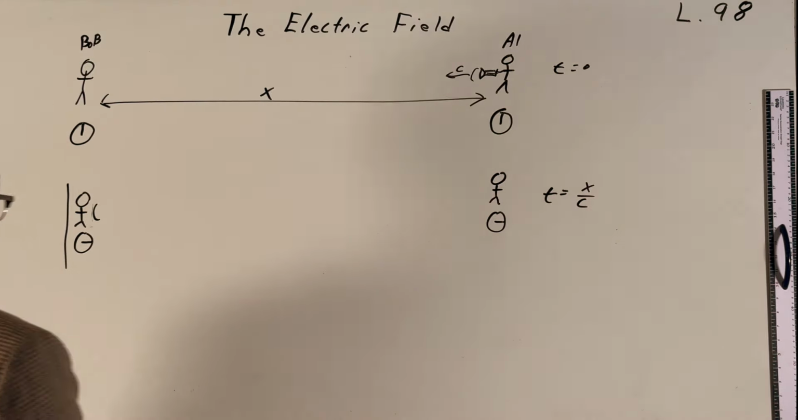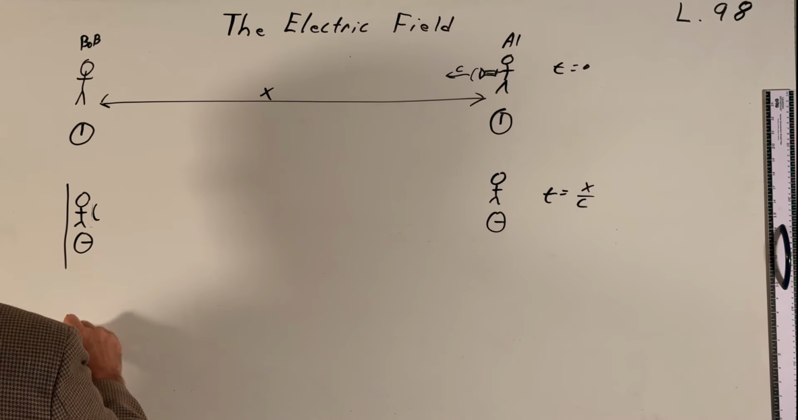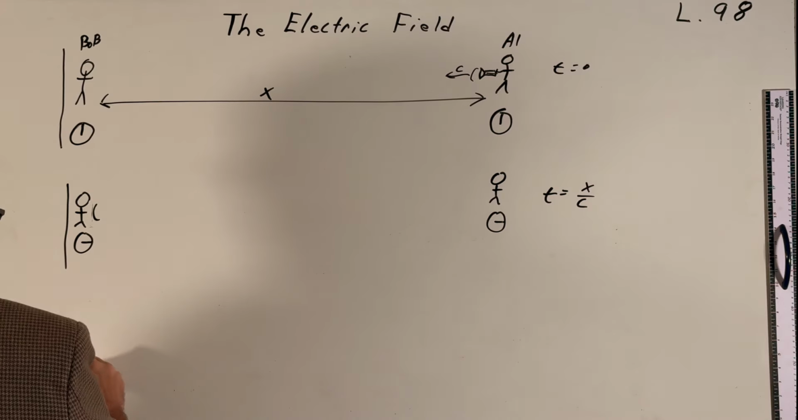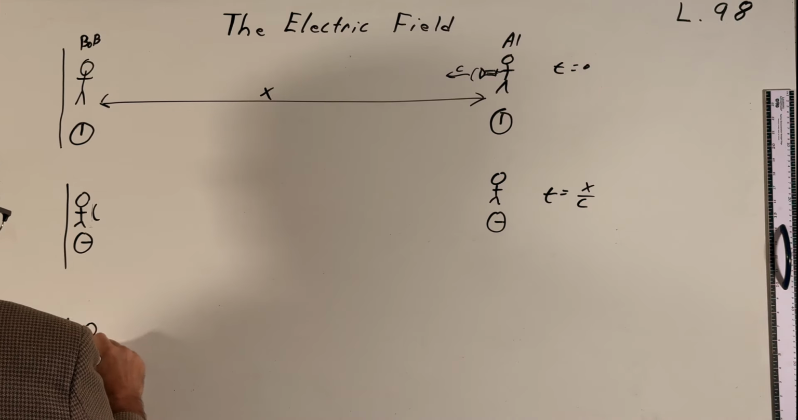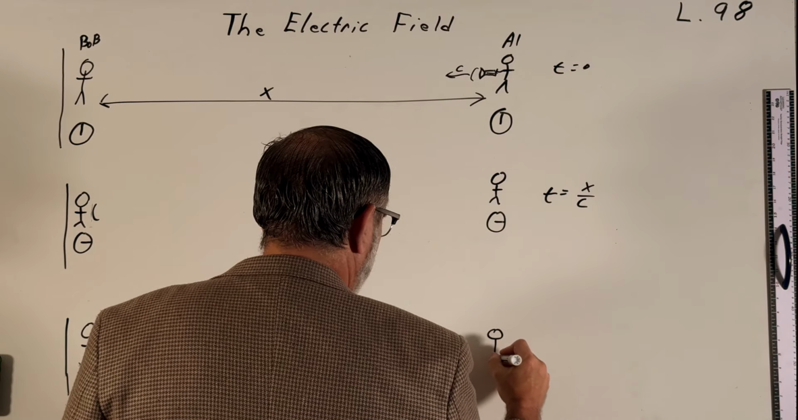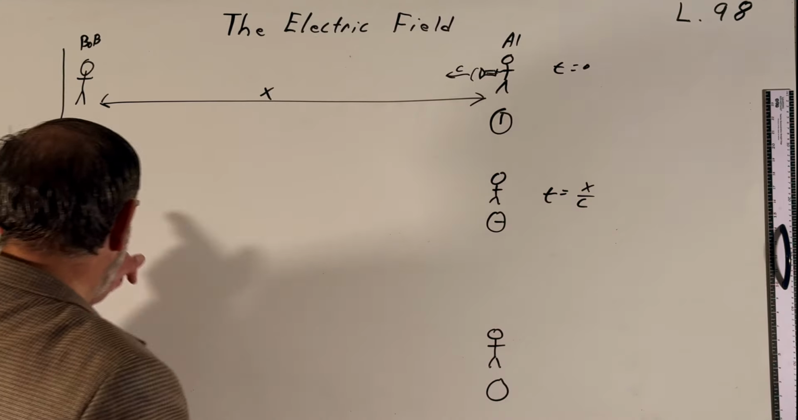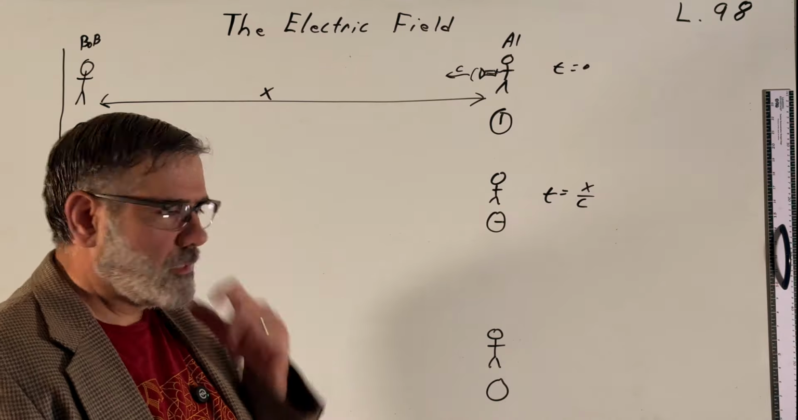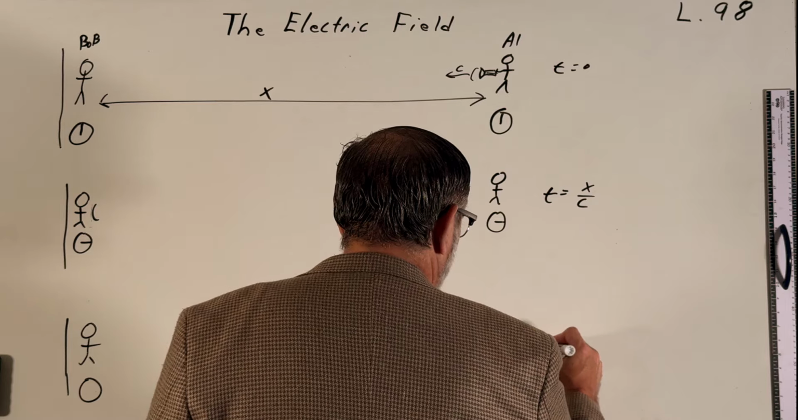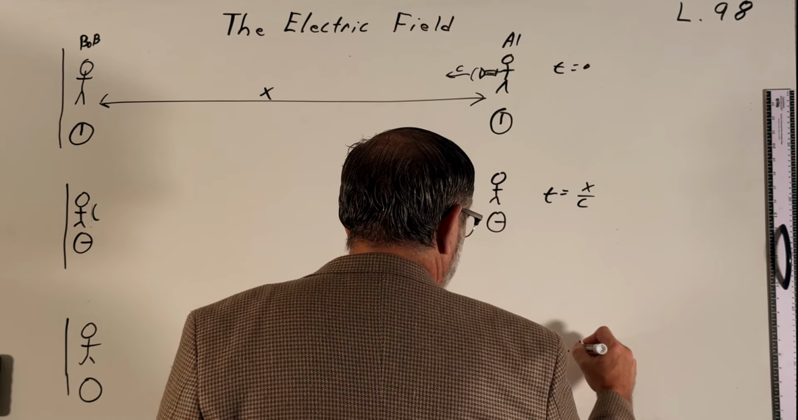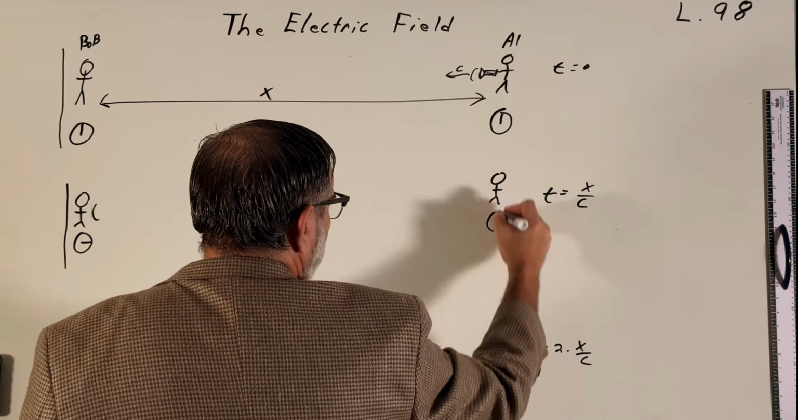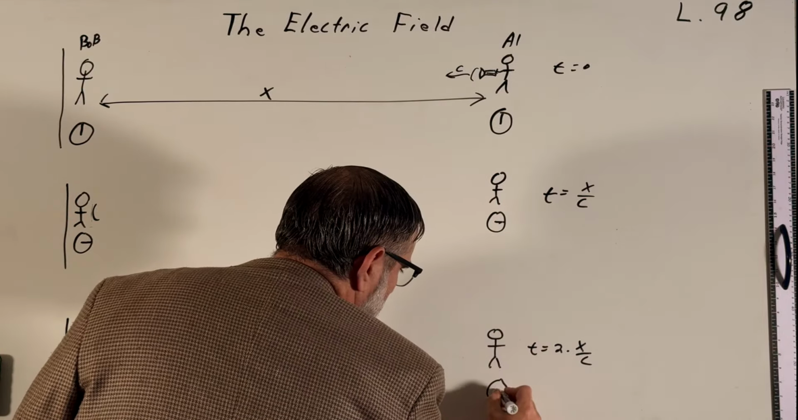So what are we going to see when the light arrives back to us? How long is it going to take for this light to arrive back here? It's going to take exactly the same amount of time it took to get here, right? So this will be t equals 2 times x over c. And of course that means my clock, since my clock went from here to here in that time, is going to go from here to here in this time, you see?